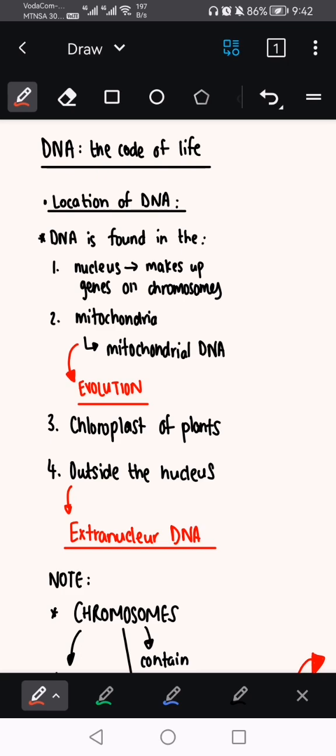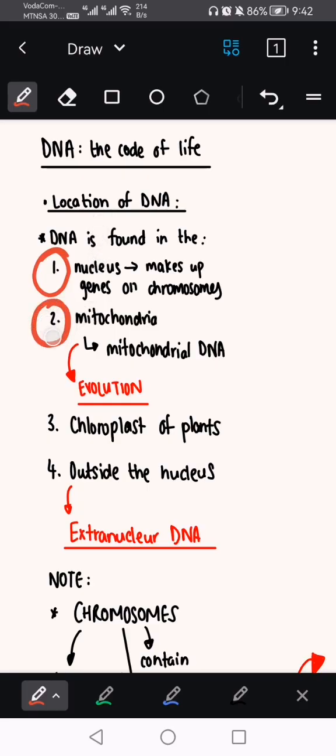Now, the location of DNA. DNA is found in 4 places. I think there is more, I'm not sure. I think there's a 5th place, but for grade 12 knowledge, DNA is located in 5 places. DNA obviously is found in the nucleus, which we discussed. It makes up genes on chromosomes, right? And we discussed that where you have the chromosome, you have the part of the DNA, and then the part of the DNA segment is known as a gene. And we'll look at it also in depth a bit later.